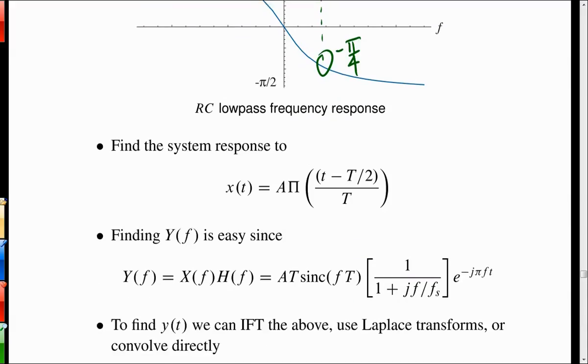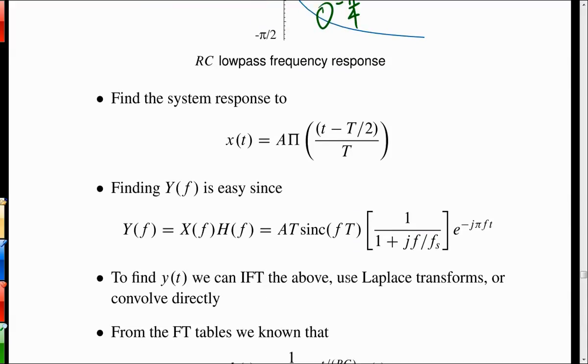Okay, the example problem of the convolution is putting in a pulse and getting the pulse response of the RC low-pass filter. So this particular pulse looks complicated and messy, but it's trying to get a pulse that starts at 0 and ends at T and has an amplitude of A.